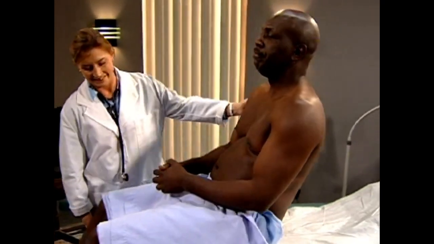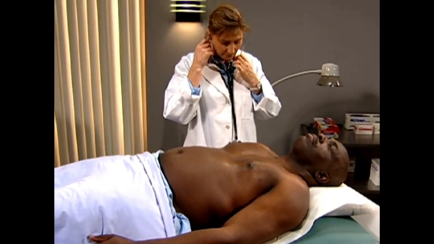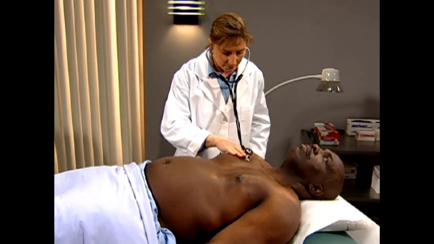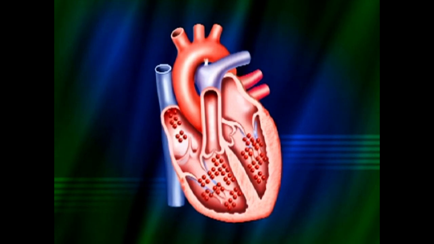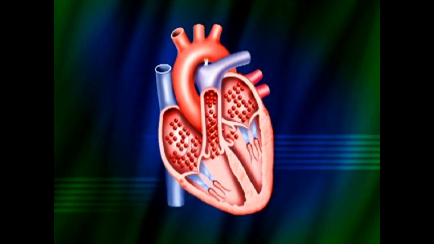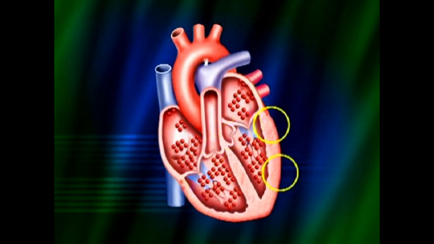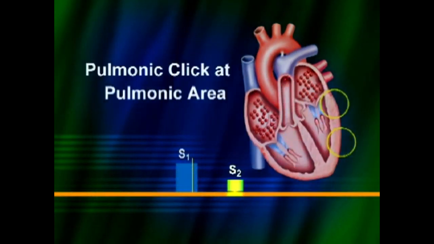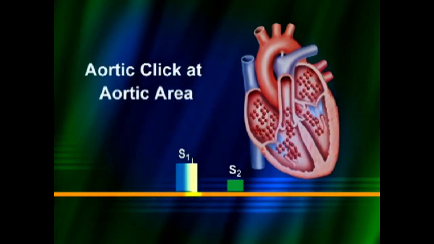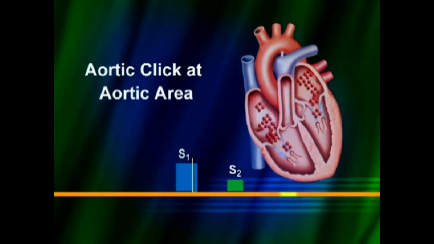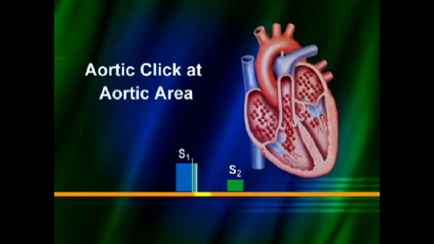After identifying basic sounds, listen for extra heart sounds, such as ejection clicks, systolic clicks, and a pericardial friction rub. Ejection clicks are high-pitched and result from faulty opening of the semilunar valves. A pulmonic click is heard best in the pulmonic area during expiration. An aortic click is less sharp, is heard best in the aortic area, and is equally loud during inspiration and expiration.